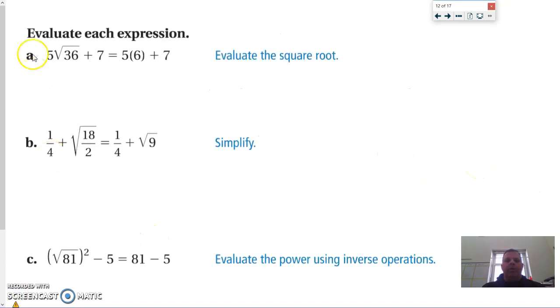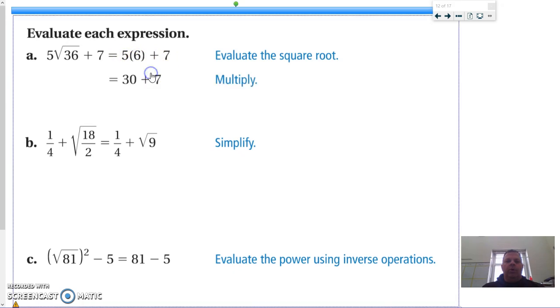In our next example, we are to evaluate each expression. Evaluate means solve. In the first problem, 5 times the square root of 36 plus 7. This means 5 times the square root of 36. We know that the square root of 36 is 6. We multiply it by 5, which is 30, add 7, so we will get our answer of 37.